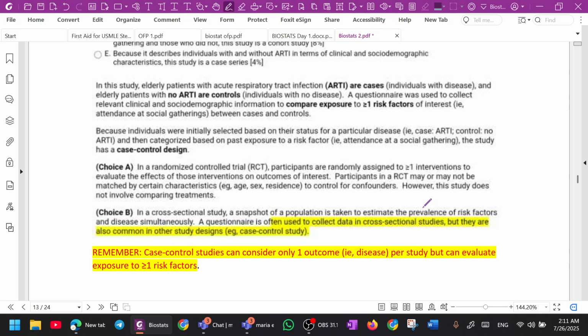Okay, now the red part. Remember, case control studies can consider only one outcome, disease, per study, but can evaluate the exposure to one or more than one risk factors. Make sense? Yes. Okay, perfect.